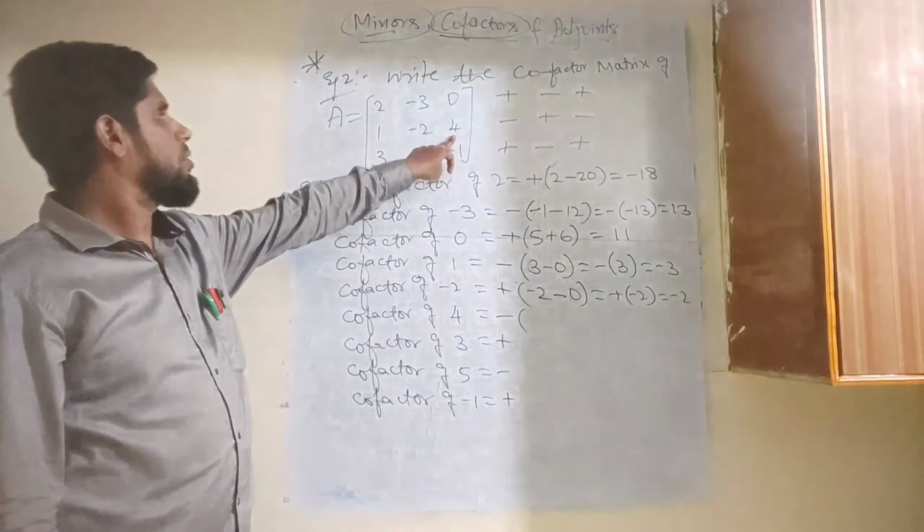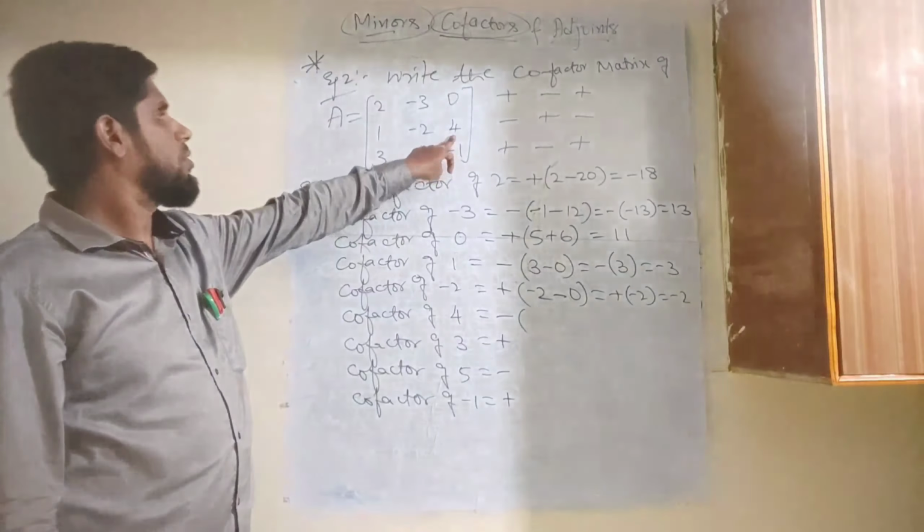Next, cofactor of last row elements, and in that first is 3. So for this, minus 3 into 4 is minus 12, minus 2 into 0 is minus 0, minus into minus, plus. So this is plus into minus 12, which is minus 12.